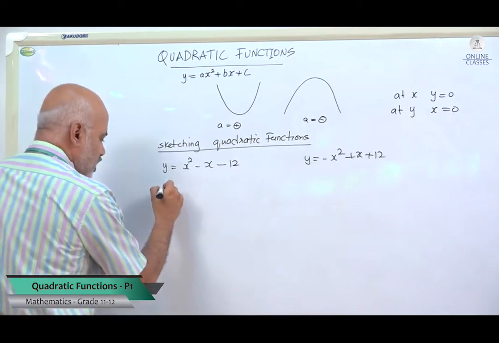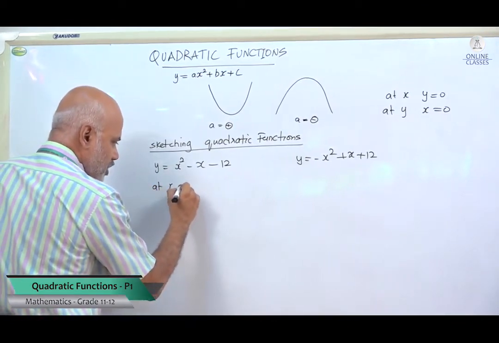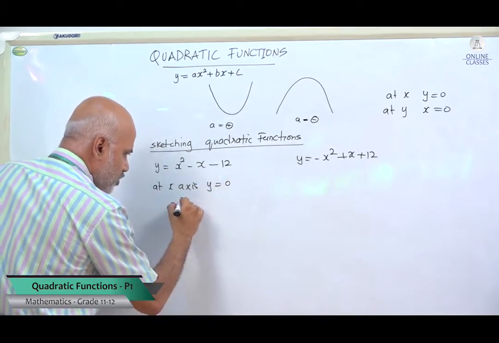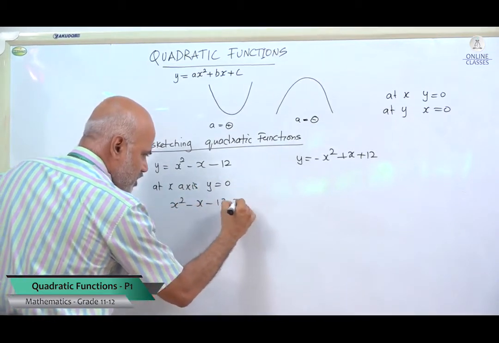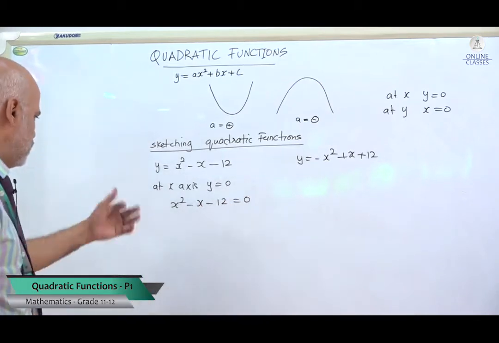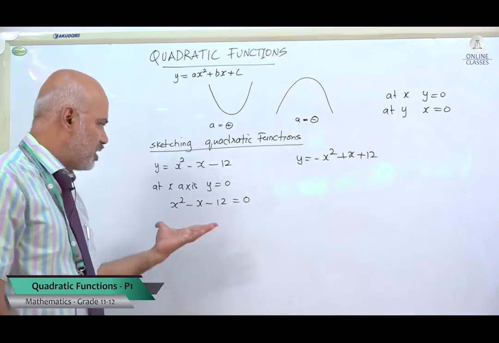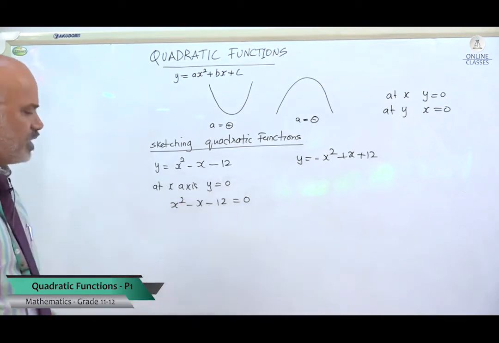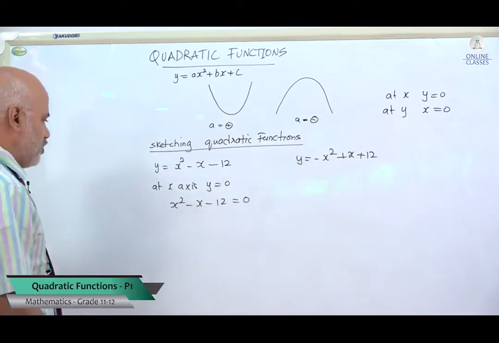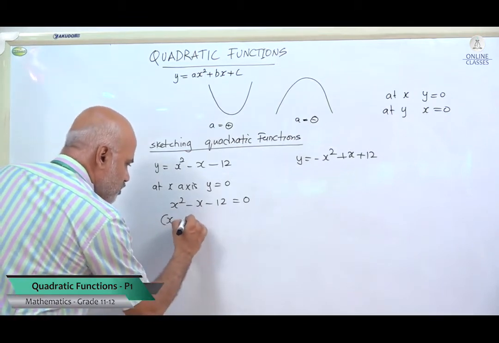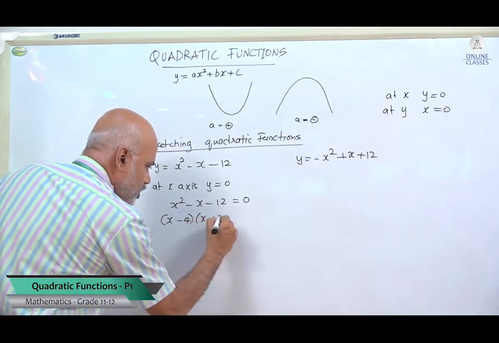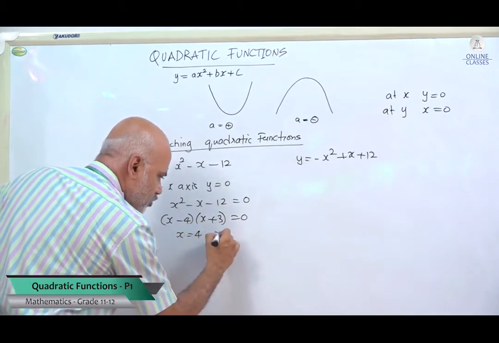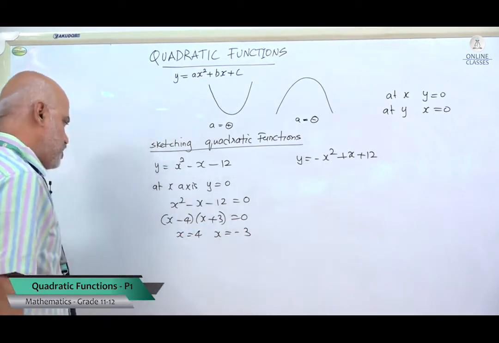So when I say at x axis y is equal to 0, so x square minus x minus 12 is equal to 0. You have already done this quadratic function. This is a quadratic function where the y is 0 in this case. You have already done this factorization in your previous grades. So you will get x minus 4 into x plus 3 is equal to 0. So solution is 4 and minus 3.